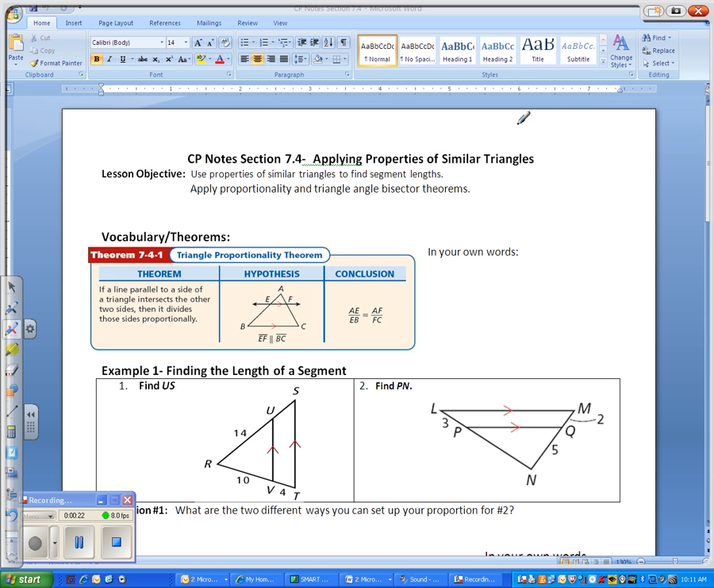So remember the 3 ways to prove triangles similar that we learned last week were angle-angle similarity, side-side-side similarity, and SAS similarity. I missed an S. So based on those 3 things, we can go into more detail and figure out segment lengths of similar triangles. The first thing we're going to talk about is called the triangle proportionality theorem.